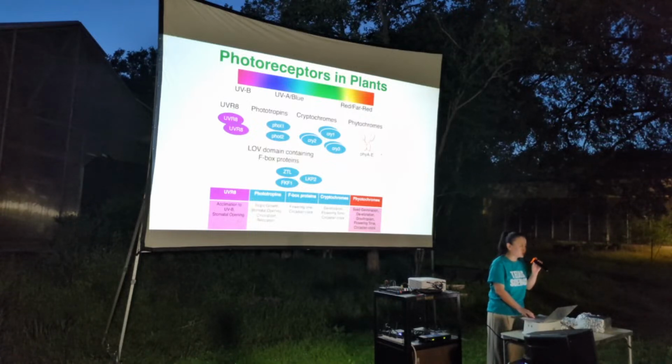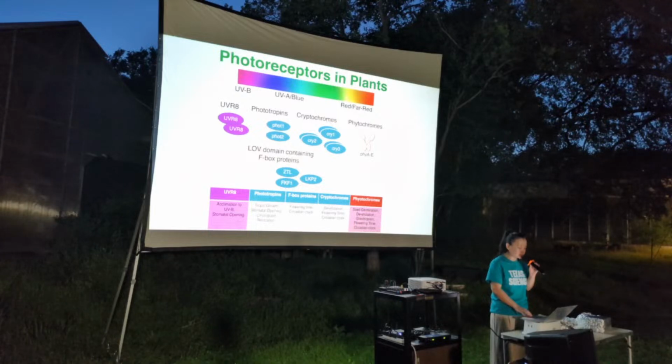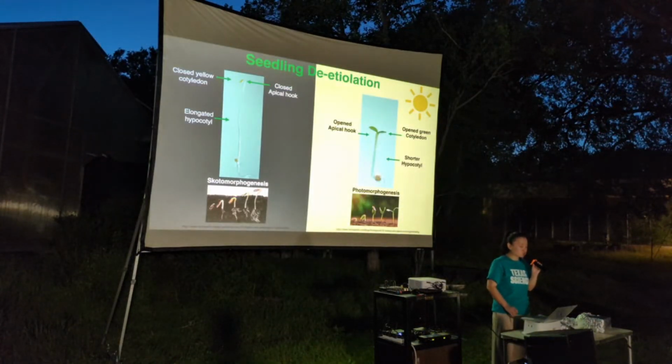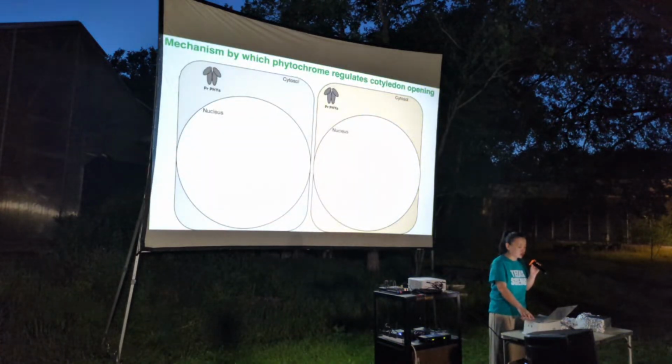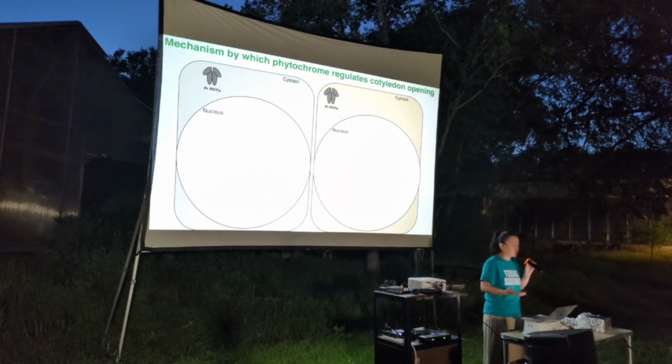And the phytochromes can sense red and far red light. They are very important in regulating plant development. They can regulate seed germination, de-etiolation, gravitropism, flowering time, and the circadian clock. So I will use seedling de-etiolation as an example to talk about how light regulates cotyledon opening, and here we use the phytochrome as an example to talk about the mechanisms.